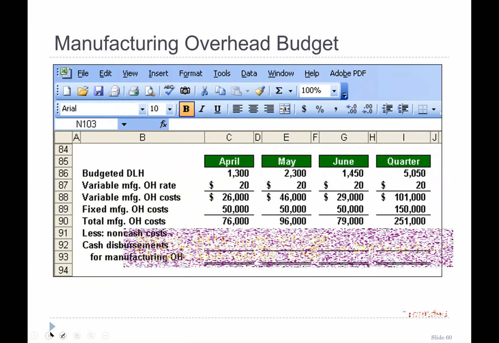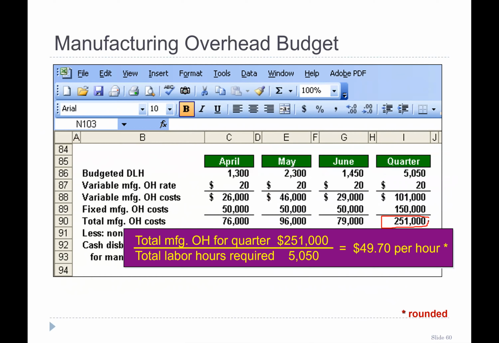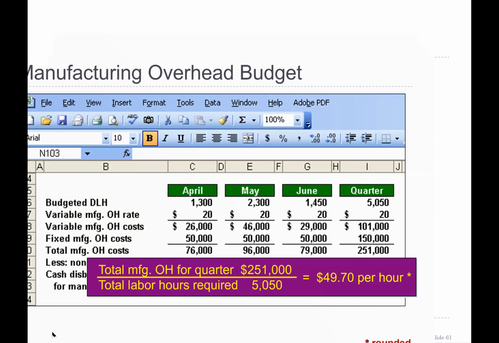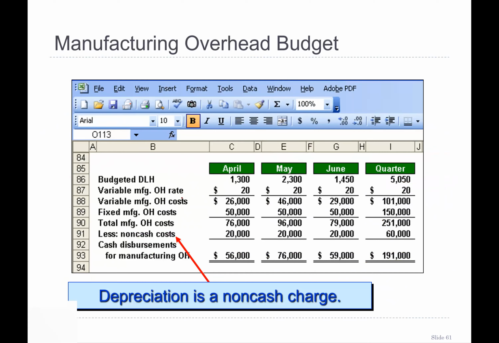So you see here the total manufacturing overhead is 251,000 and the number of hours is 5,050. It means 49.7 is the per hour rate of total manufacturing overhead, right? So for depreciation, we just subtract the depreciation here. It means the cash disbursement of the manufacturing overhead, the total cash paid for the manufacturing overhead, is 76,000.